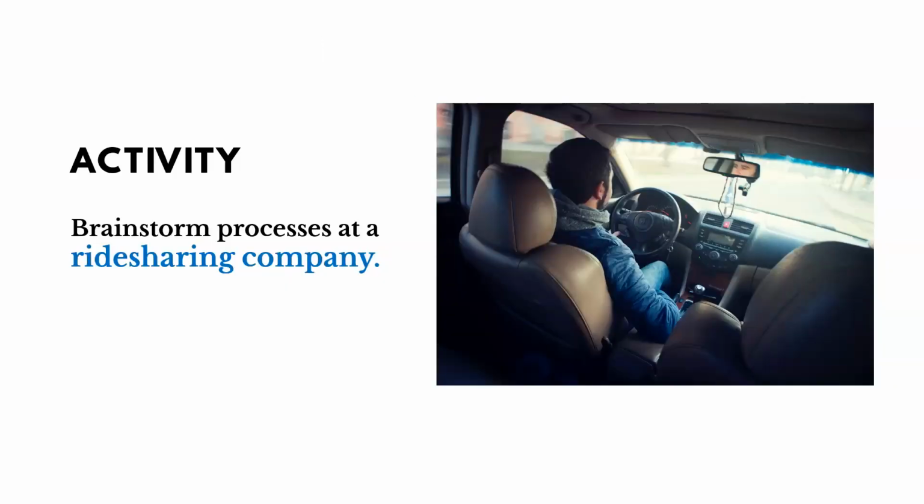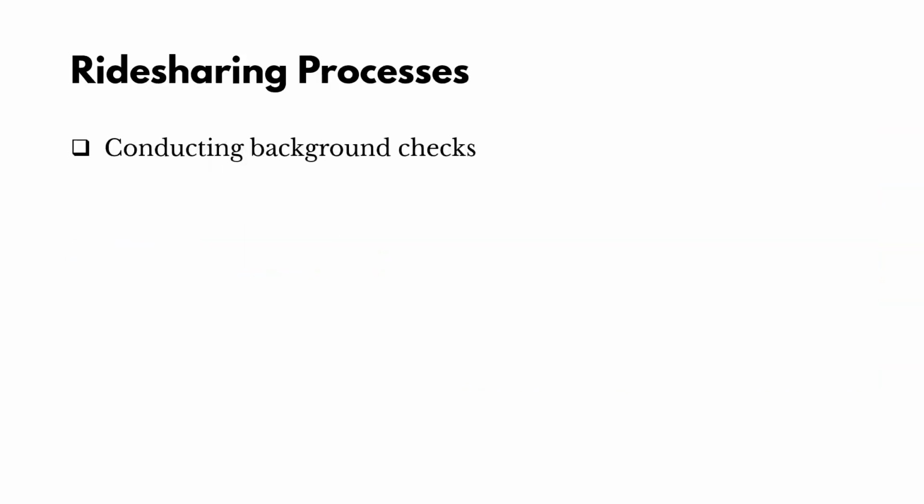Now let's talk about brainstorming processes at a ride-sharing company like Uber or Lyft. What might be some processes at one of these companies? Okay, so one process might be to conduct background checks. We pretty much do those the same way. And every time we have a driver that wants to join our service, we're going to conduct this background check on them. And then we've got to store rider payment information. So if someone wants to take a ride using our service, we've got to have their credit card on file so that after the ride is completed, we can bill them for that ride.